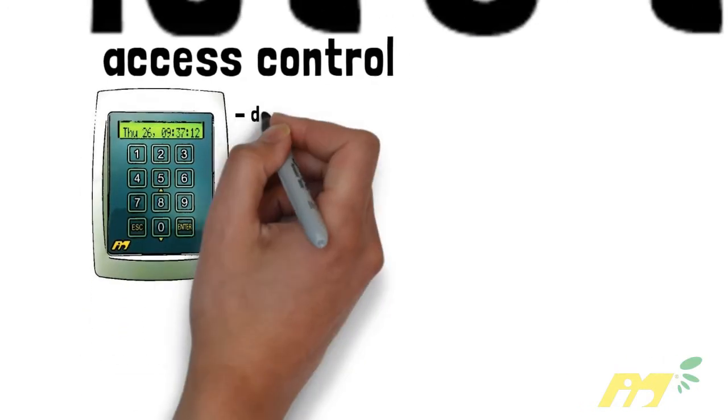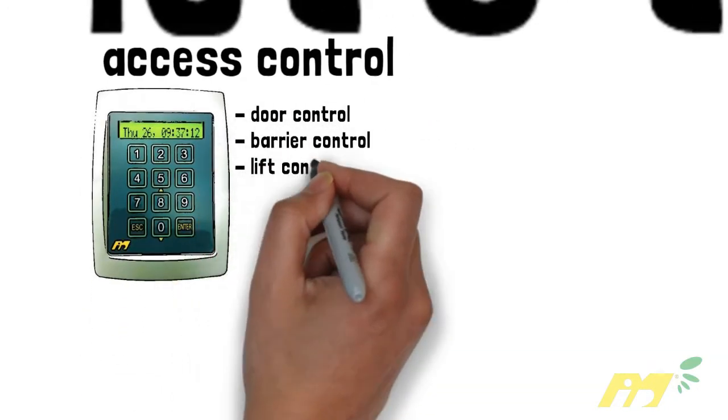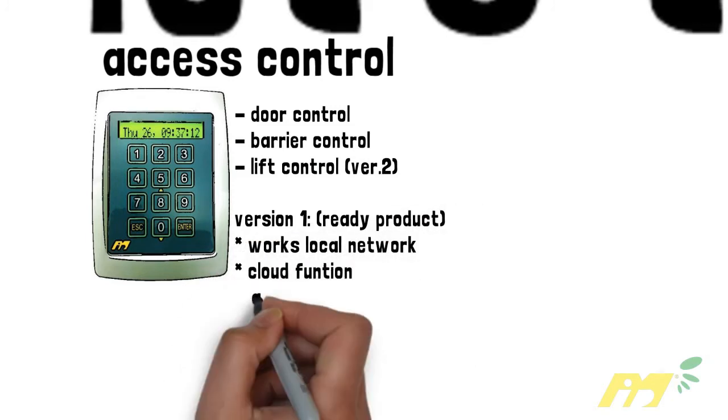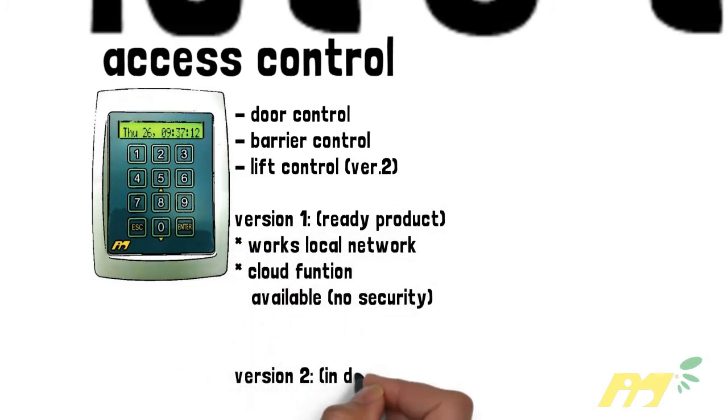Not forgetting our main hardware, access control, which consists of door control, barrier control, and in version 2, lift control. In version 1, the device will work with our local backend, and also, with limitation, it will work with our cloud backend. In version 2, there will be improvements over version 1.